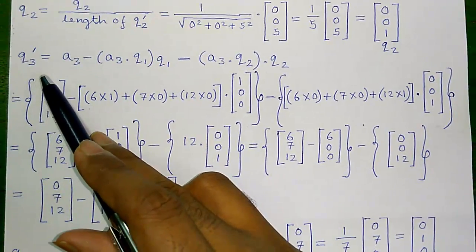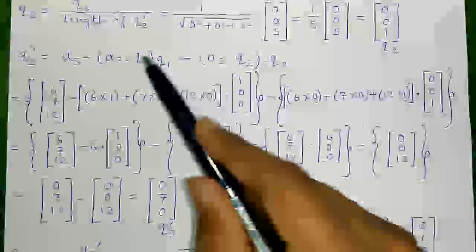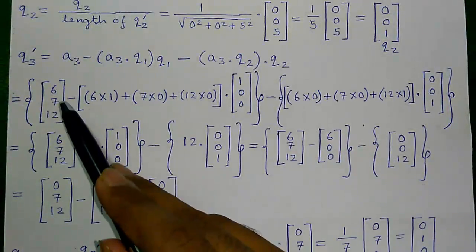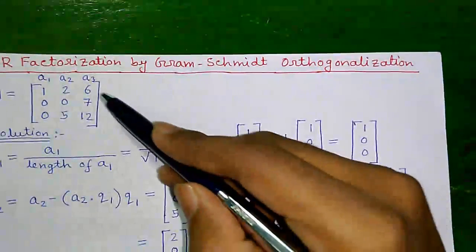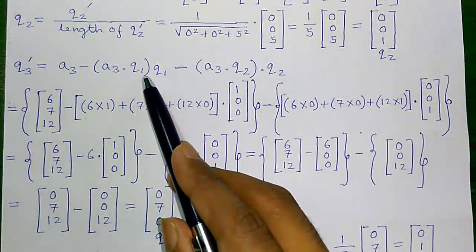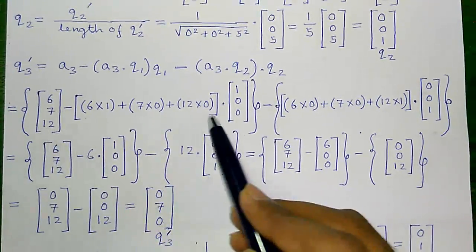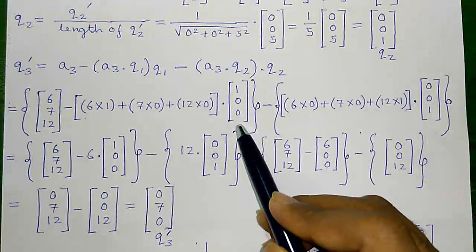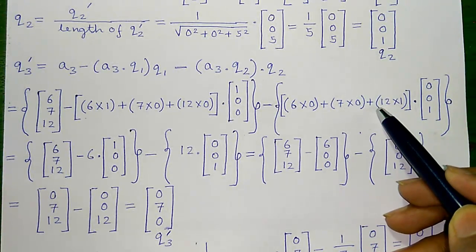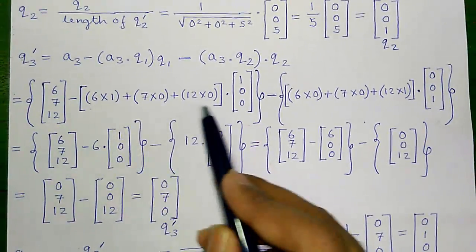Similarly, we will calculate Q3 in two steps. First, we will calculate Q3 prime, which is equals to A3 minus A3 dot Q1 into Q1 minus A3 dot Q2 into Q2. So, these are our A3, our third column, minus dot product of A3 and Q1, that is 6 into 1 plus 7 into 0 plus 12 into 0 into Q1 minus A3 dot Q2, that is 6 into 0 plus 7 into 0 plus 12 into 1 into Q2. So this equals to 6.